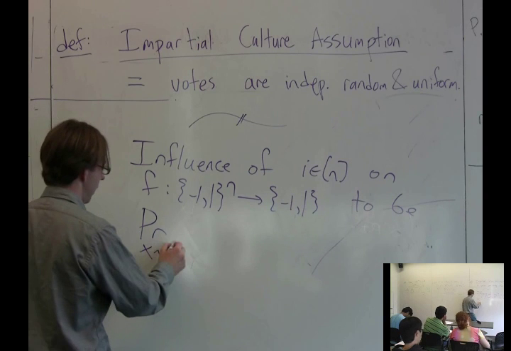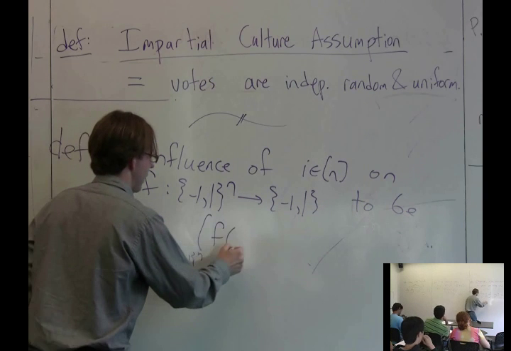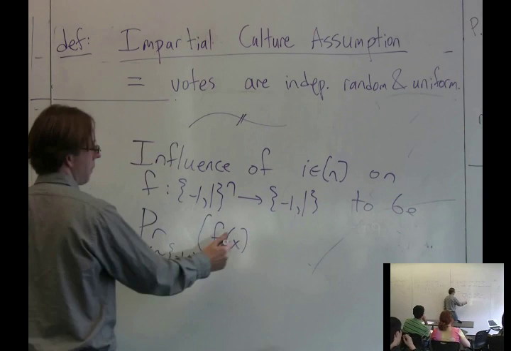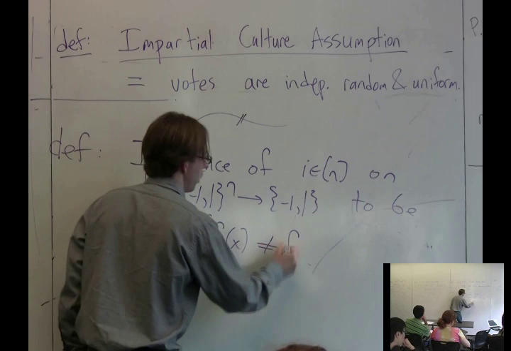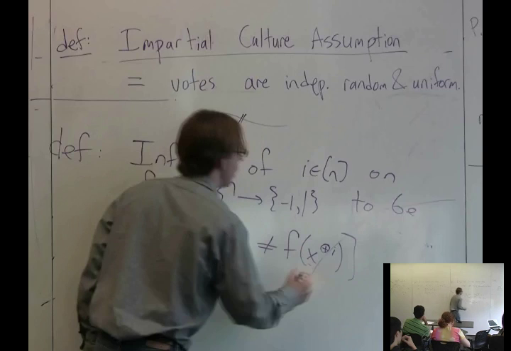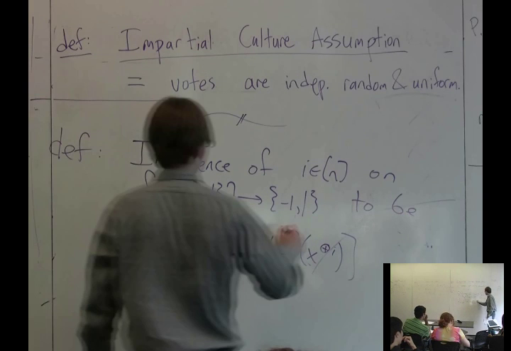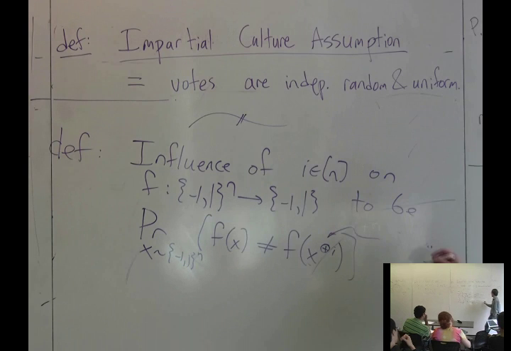So it's the probability over x chosen uniformly at random that f of x, the actual outcome of the election, is different from what it would be if the ith voter had reversed their vote. Okay, so here I invented some notation, x superscript parity I. This means x1 through xi minus 1, but then you reverse xi.